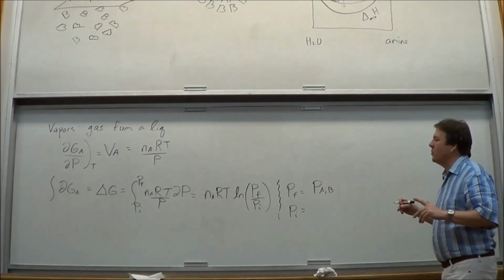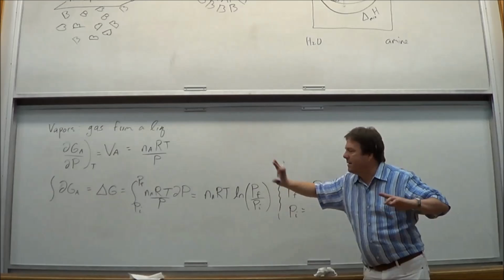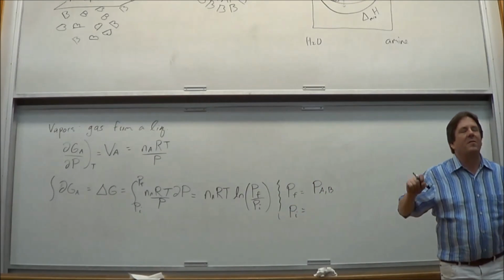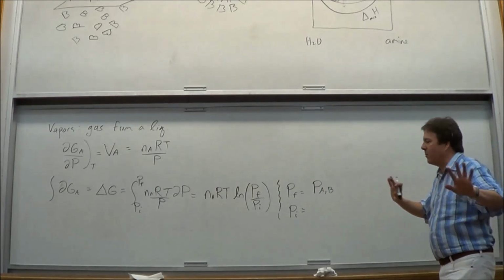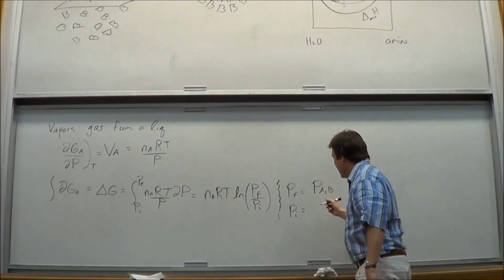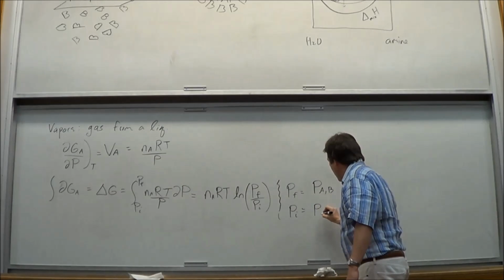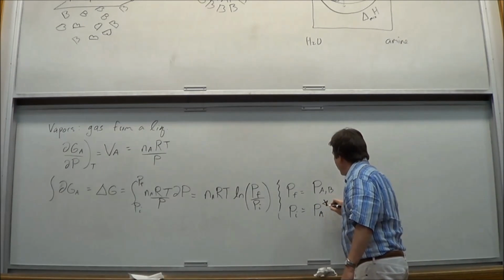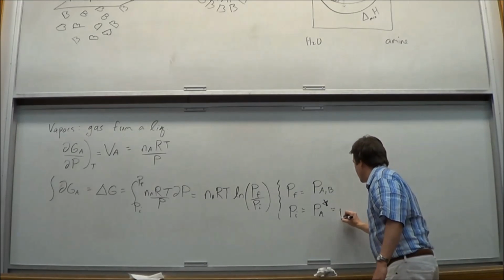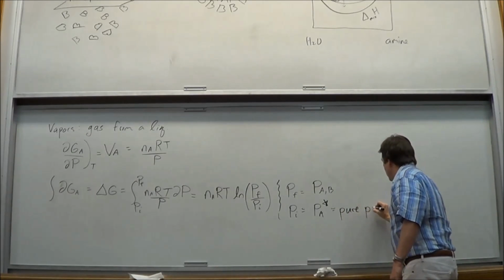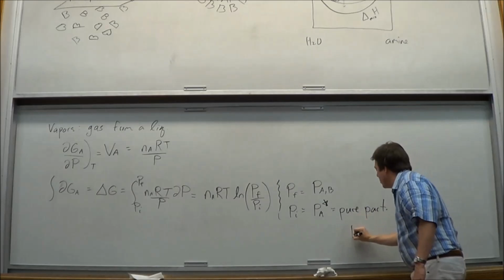But not when it comes to a vapor, because the numbers from the tables in the back of the book don't apply. This part's actually kind of easier. If that is not the case, the initial pressure will be what's called the pure partial pressure. Let me write that out. Pure partial pressure.